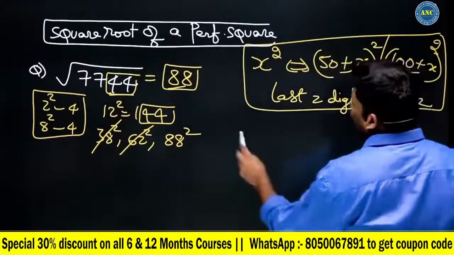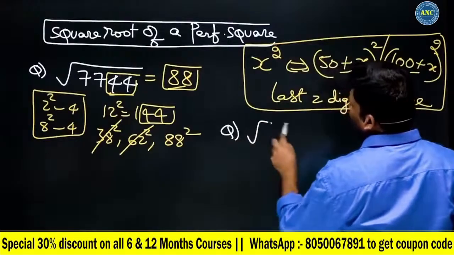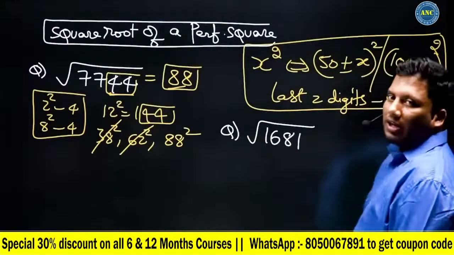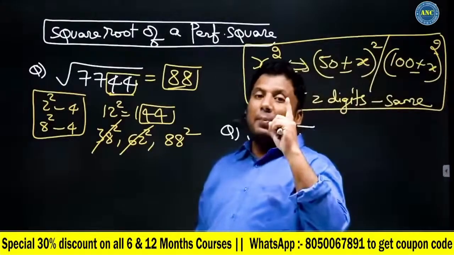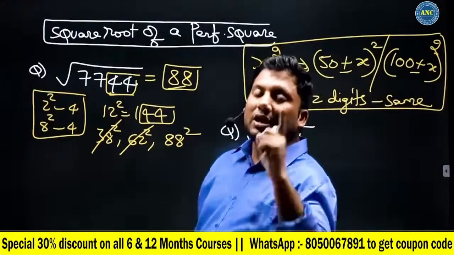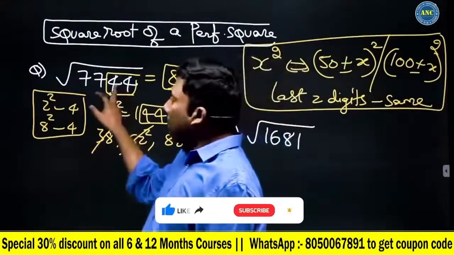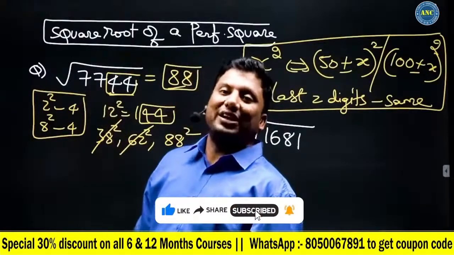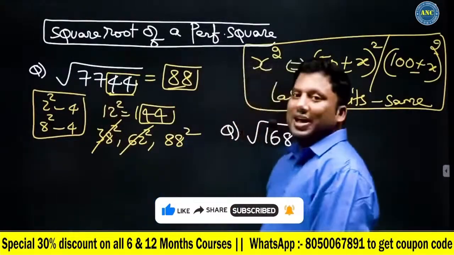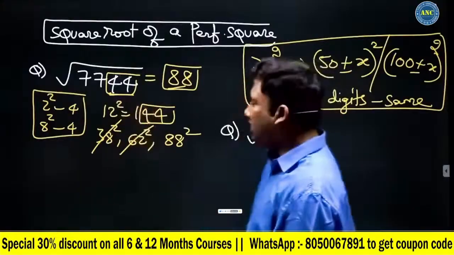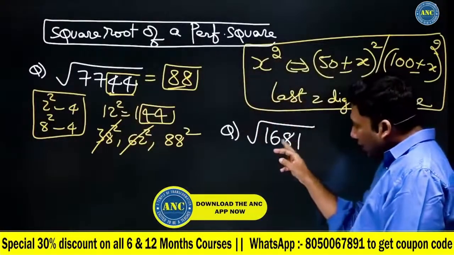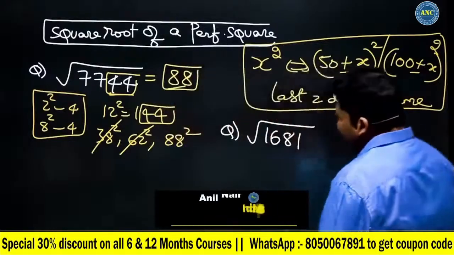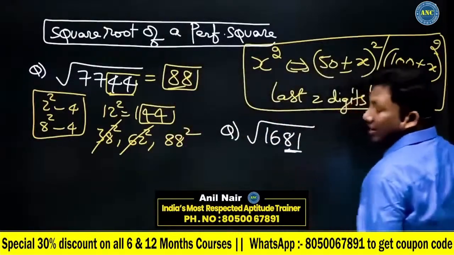Second one. Very, very easy questions if you understand it. Root of 1681. Every perfect square has a digital sum of 1, 4, 7 or 9. 4 plus 4, 8. 8 plus 7, 15. 15 plus 7, 22. 2 plus 2, 4. Its digital sum should be 1, 4, 7 or 9. 8 plus 1, 9. 9 plus 6, 15. 15 plus 1, 16.